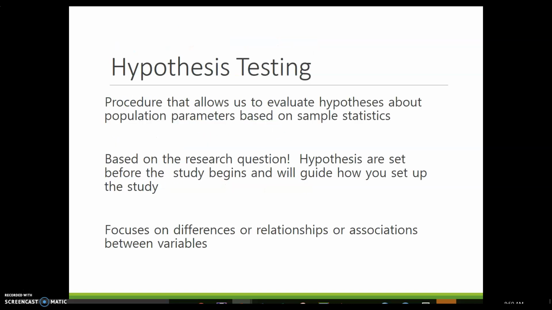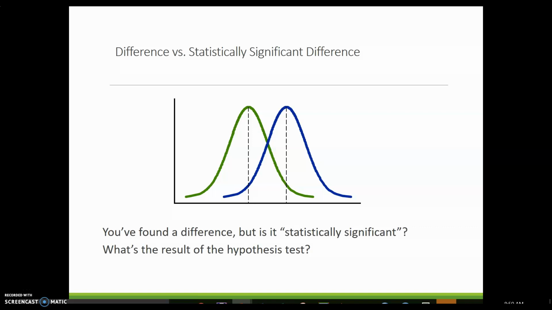And that leads us to hypothesis testing. This is just a procedure that allows us to evaluate some data and see if we can generalize to a population. So we're trying to take the sample statistics and estimate things about population parameters. It is always based on a research question, and these are set up before you even start the study. Because what we're trying to do is find significant differences.